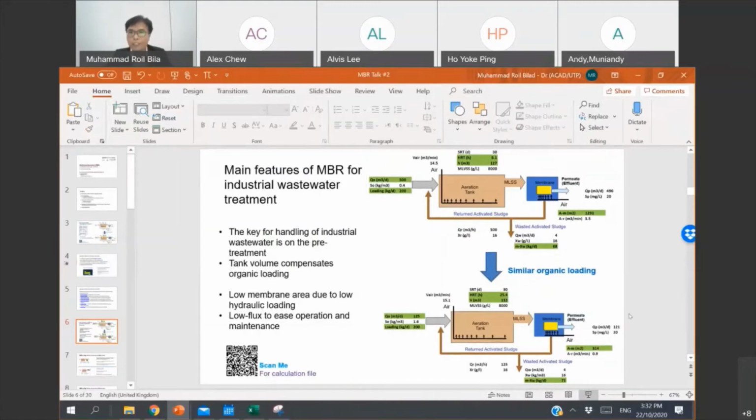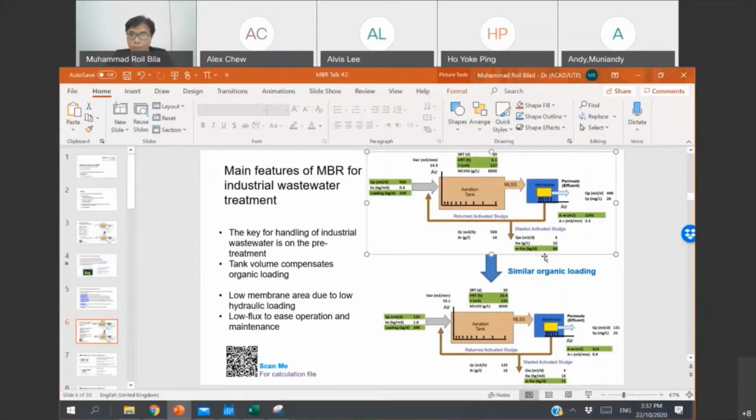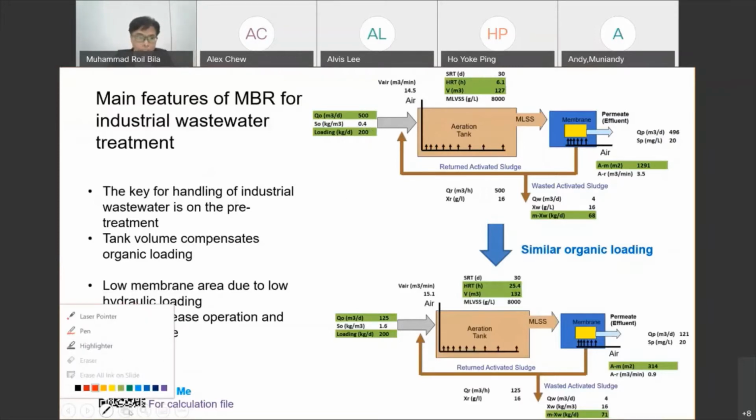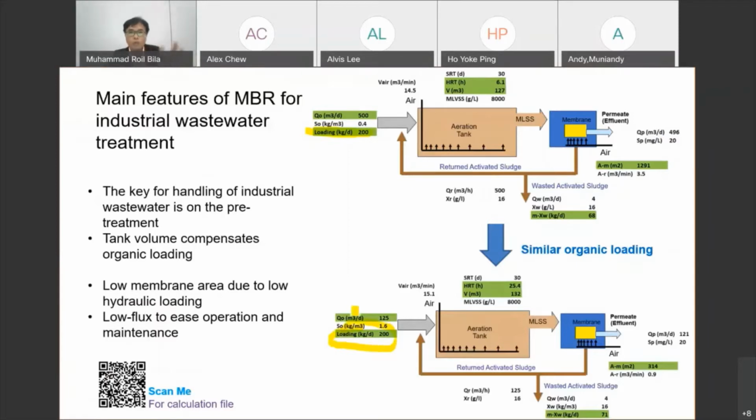Okay, what you can see here is two exactly the same MBR. The difference is that the one on top has a low concentration of COD. So basically you have a high hydraulic loading, 500, and then a low concentration. So the loading is basically the same. The organic loading here I set the same, which is 200 kilogram per day, and the one down here is also 200 kilogram per day. So what you have to focus on is this side, the membrane side.